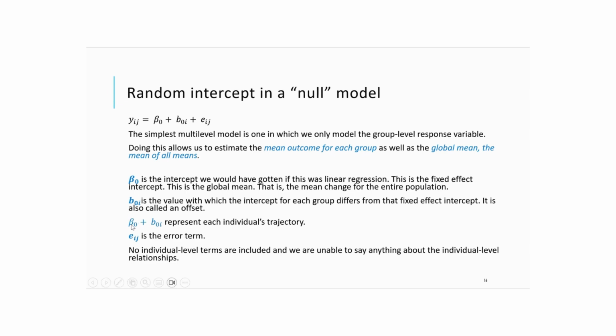And so what we have here is that beta 0 plus B0i represents each individual's trajectory. So we see that each individual is different. We cannot assume that the global average applies to all of them. Okay, so in this very simple model called the null model, we've not even started talking about individualized predictors. This is just to set you straight on what we're talking about and what cluster or hierarchical linear models are used to determine.